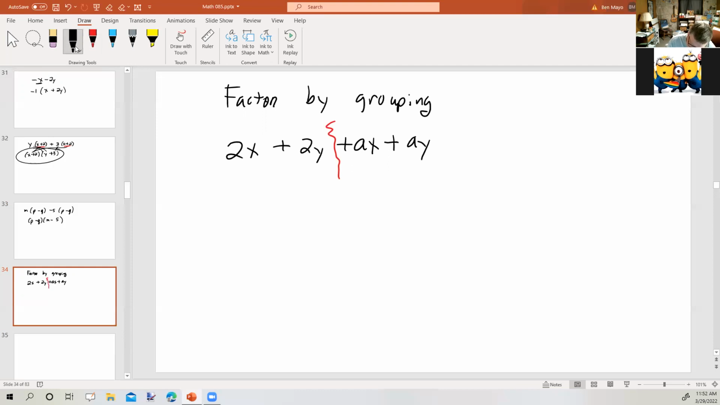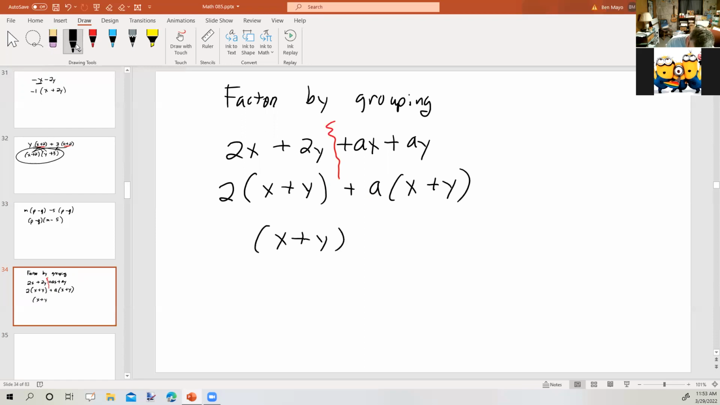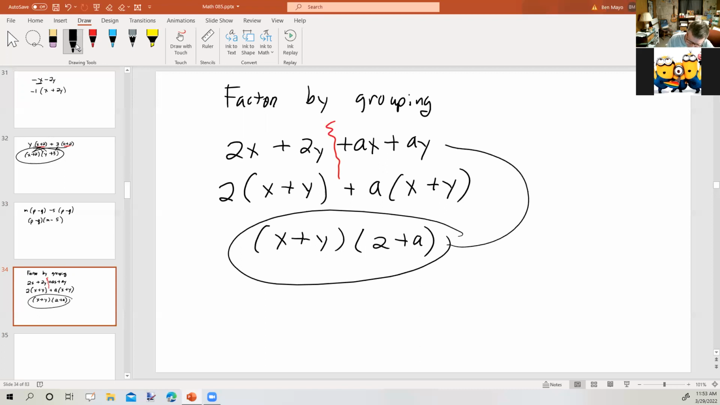The greatest common factor of the first 2 terms is a 2, and the leftovers are x plus y. Everybody okay so far? The greatest common factor of the second 2 terms is an a, and again we're left with an x plus y. But we need to have a sign right here, and that sign in this case would be a plus sign. Now, this problem looks like the previous 2 problems. We'll take out the greatest common factor and we'll have the leftovers. So this is factoring by grouping.